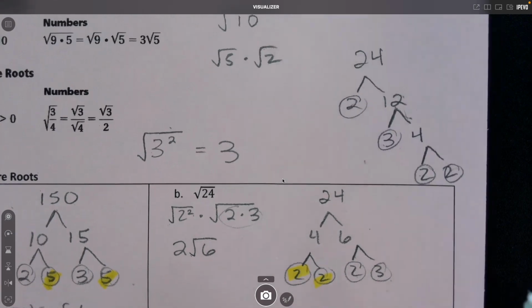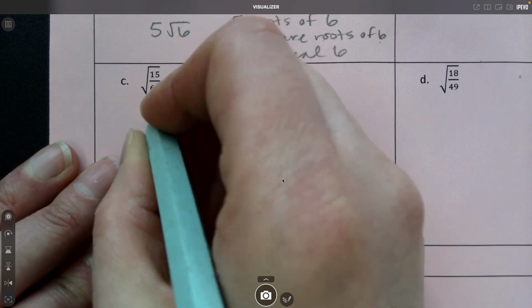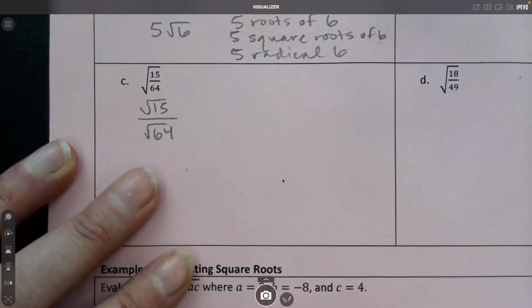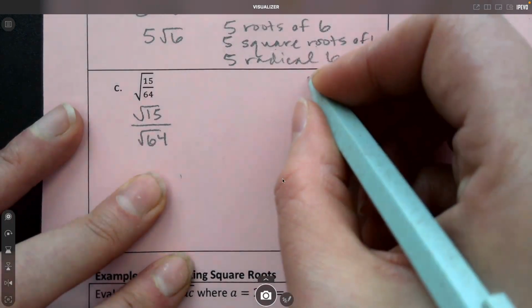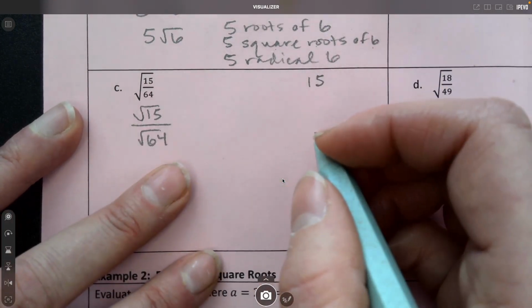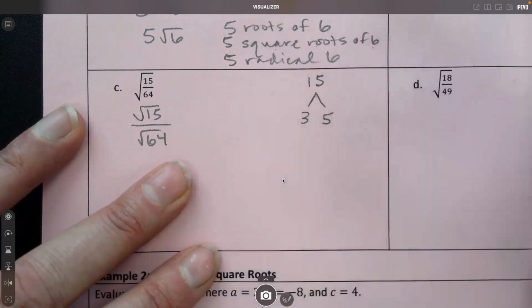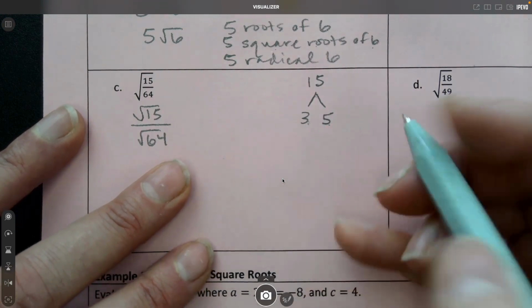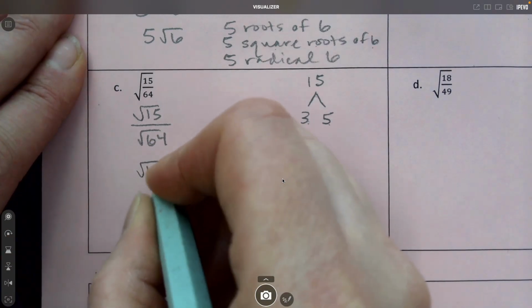All right, let's look at the next one. The next one, I have a square root of a fraction. So I know that that means the square root of 15 divided by the square root of 64. So let's look at each of these separately. When I look at the square root of 15, I would need to see how I could break down 15. And 15 is just 3 times 5. Since there's no repeats there, I don't have 2 5s or 2 3s or anything, it's already simplified as the square root of 15.